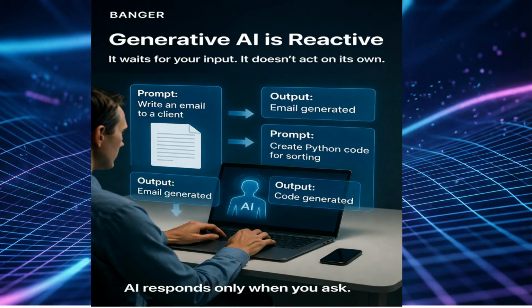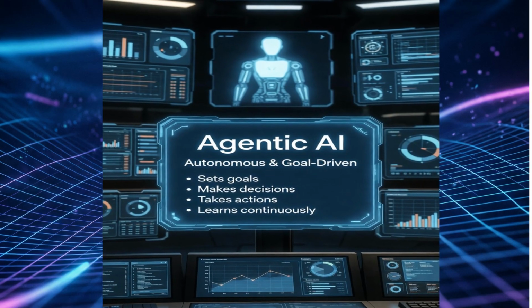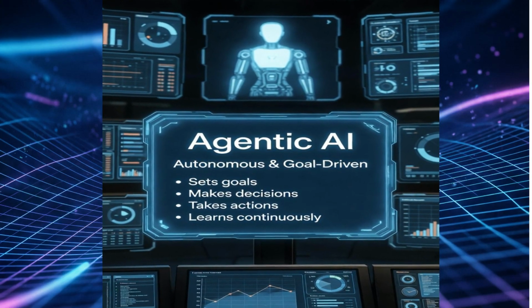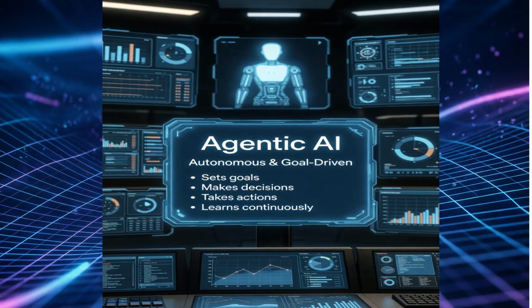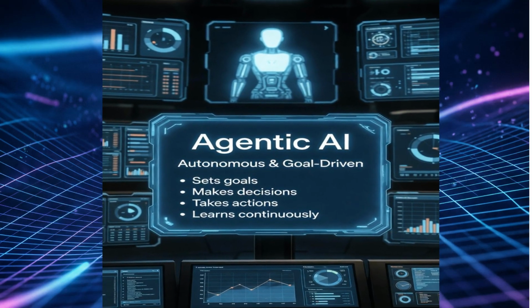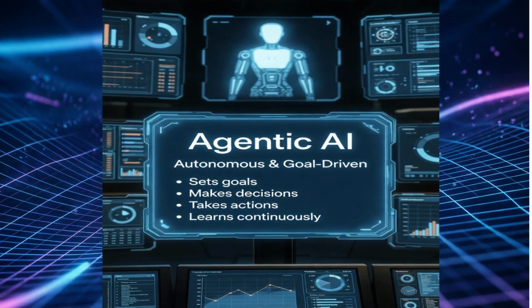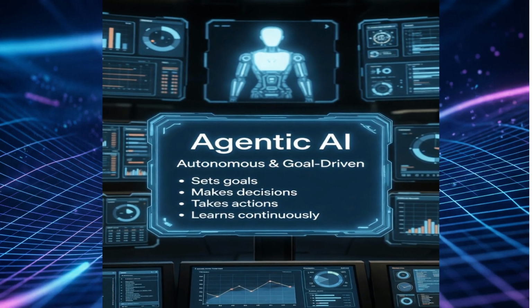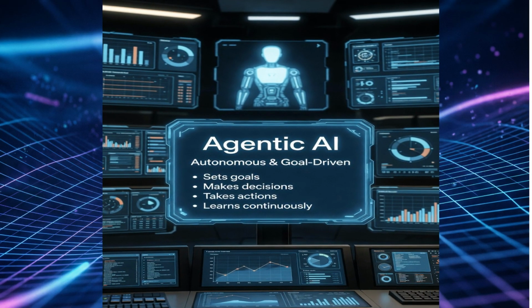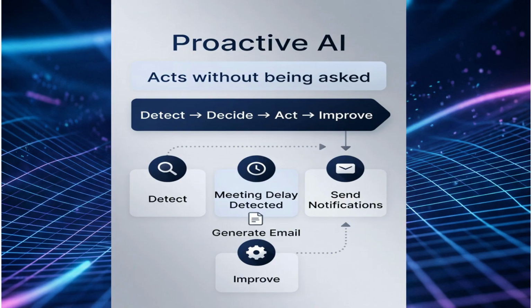Now let's move to agentic AI. Agentic AI is more like a digital coworker or autonomous assistant. Instead of waiting for instructions, it can set goals, make decisions, take actions, monitor situations, adapt based on feedback. Agentic AI is proactive. It doesn't just respond, it initiates actions to achieve an objective.